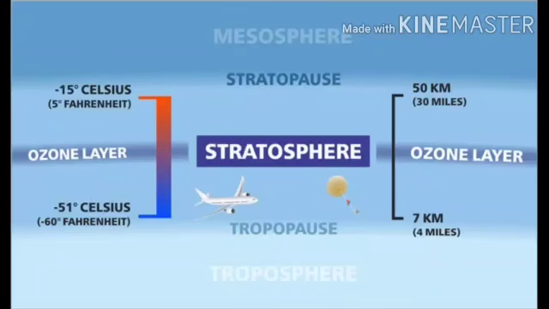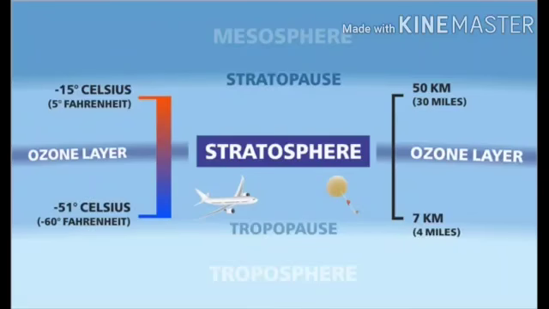The second layer of the atmosphere is the stratosphere. The stratosphere starts with the tropopause, where the boundary of the troposphere ends and the stratosphere starts. There it is called a tropopause. The stratosphere extends up to 50 kilometers from the surface. So the stratosphere is between the troposphere and the mesosphere.